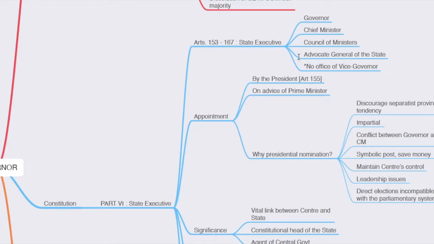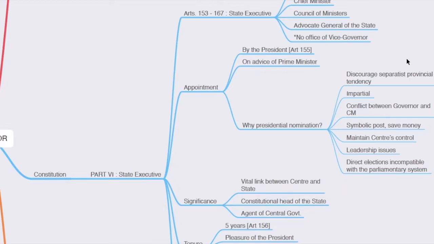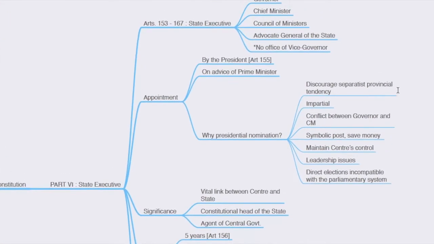Now, this is very important from the prelims perspective, and also while writing mains, you should know these basic details. Now, how is a governor appointed? It is governed by Article 155. He is appointed by the president on the advice of the prime minister. We have a presidential nomination system for the appointment of governor and not direct elections. Why? There are several reasons for this. We don't want separatist tendencies in the provinces, so to discourage it, this system has been selected by the constitution makers.